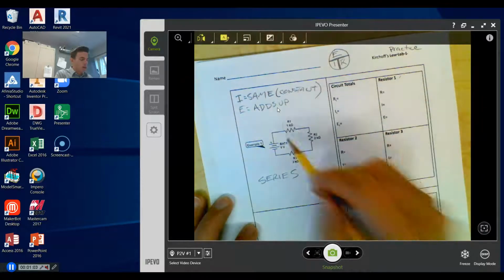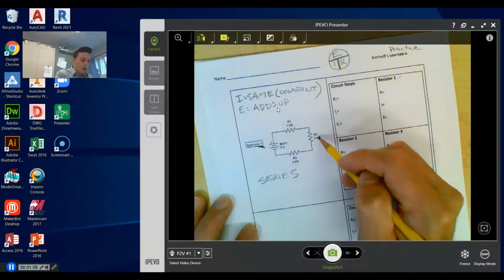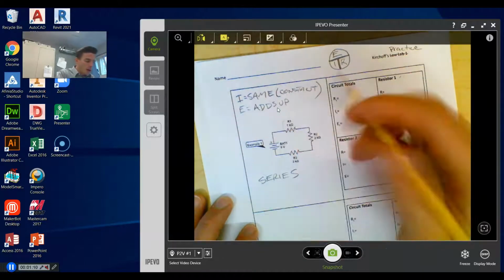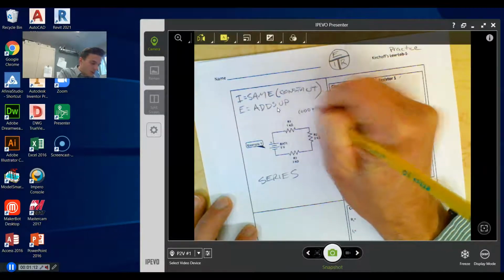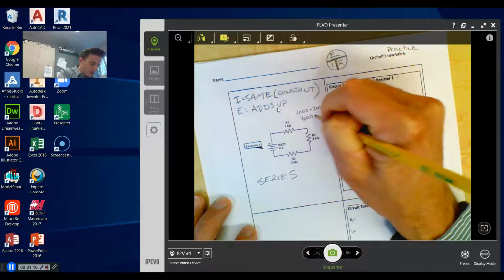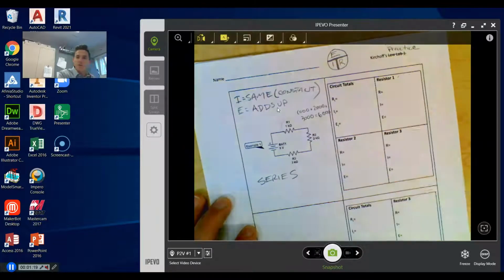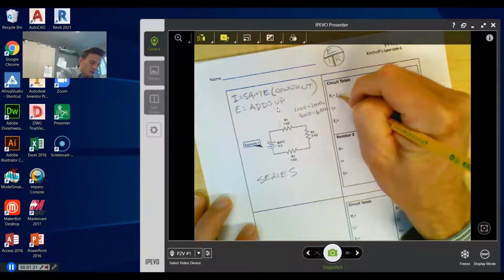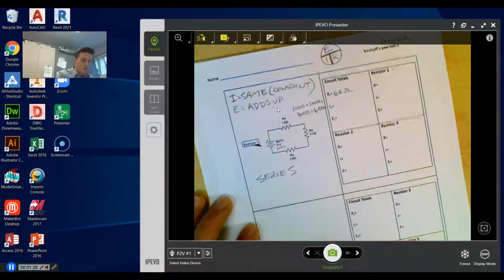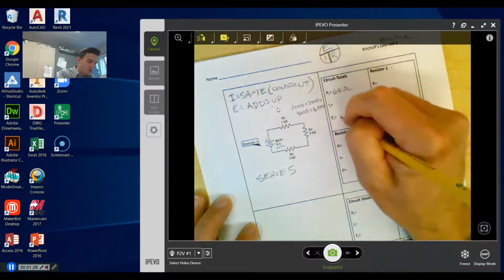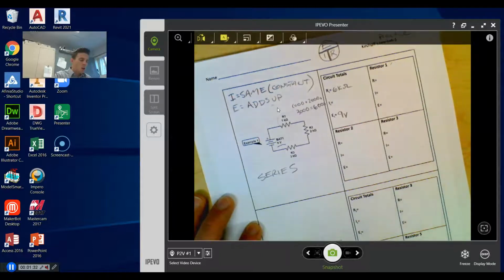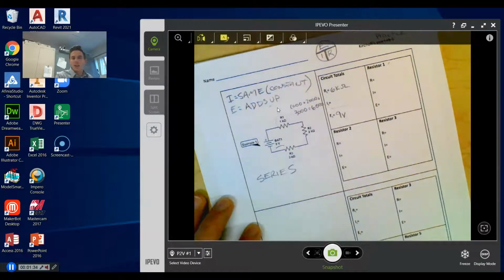Resistance total is equal to R1 plus R2 plus R3. So 1,000 plus 2,000 plus 3,000 is equal to 6,000. So my resistance total is 6 kilo ohms. My voltage total is this right here. It tells me in this case that my voltage total is equal to 9 volts. We need to calculate for I still.